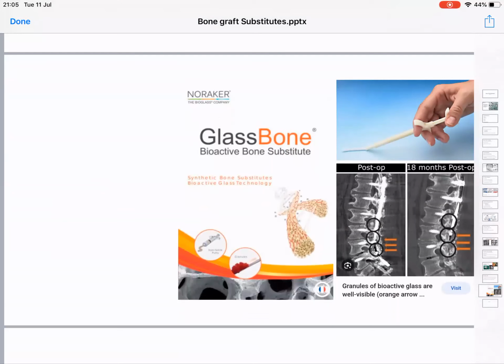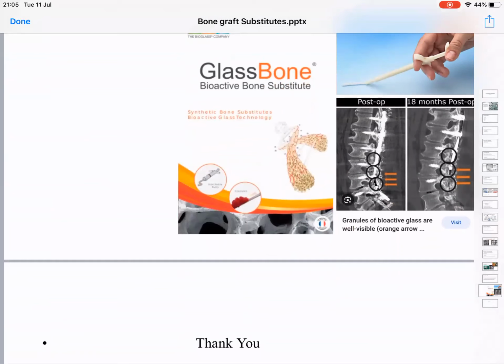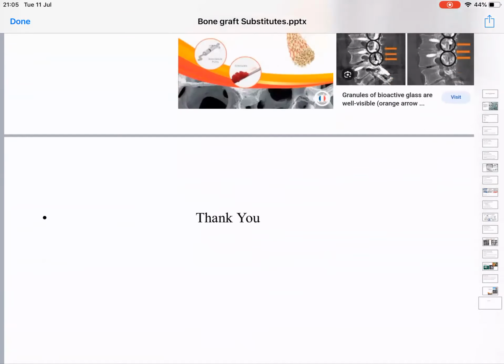Here you can see on the post-op, the orange marker shows where they've injected this bioactive bone, and then 18 months later you can see how beautifully it has spread and new bone has formed in that area. And yeah, it comes as granules as well as a paste. Thank you.